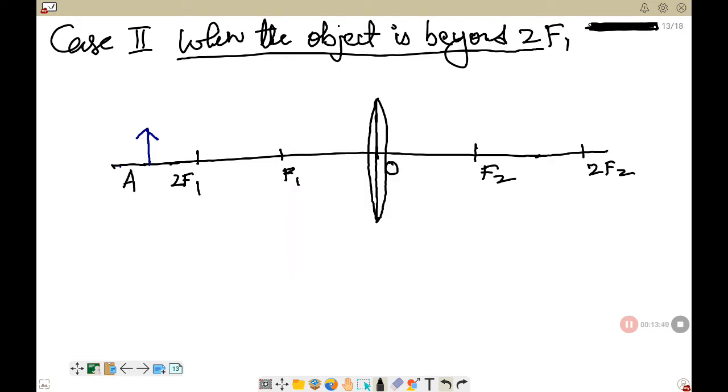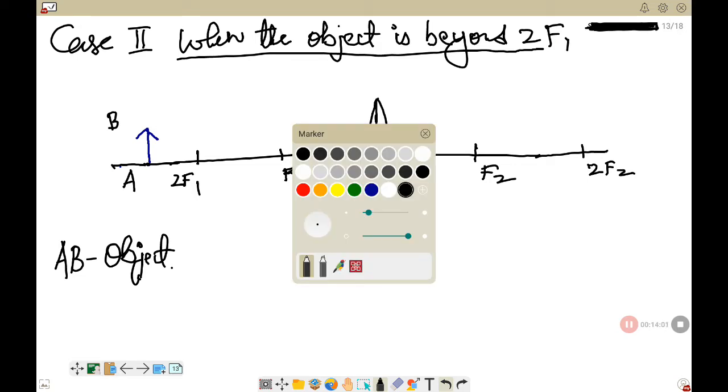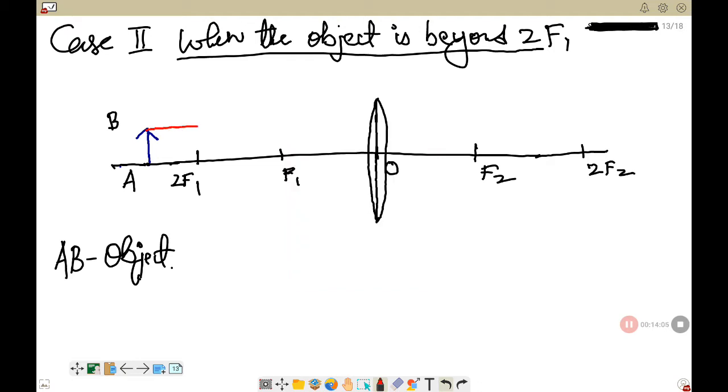So A, B. So you should see that the object should always be placed on the principal axis and its base should always touch the principal axis. So here my AB is my object. AB is my object. Understand? Now how do I start the rays? Start the rays always from the tip of the object.